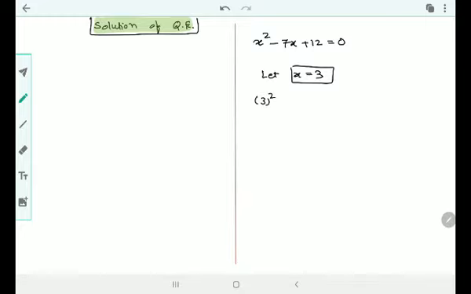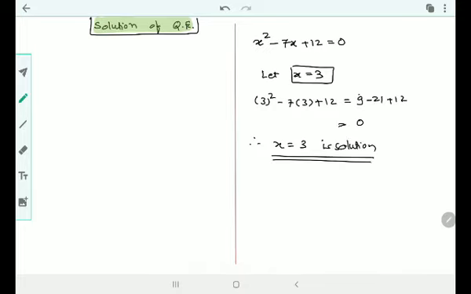I get 3 square minus 7 into 3 plus 12. What is that equal to? 9 minus 21 plus 12. 12 plus 9 is 21. 21 minus 21 is 0. 0 is equal to 0. Isn't it? So therefore, x is equal to 3 is a solution. Right? I hope you got it.